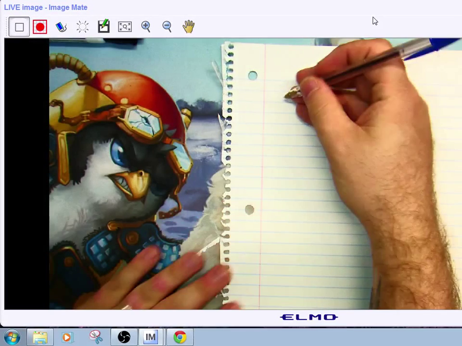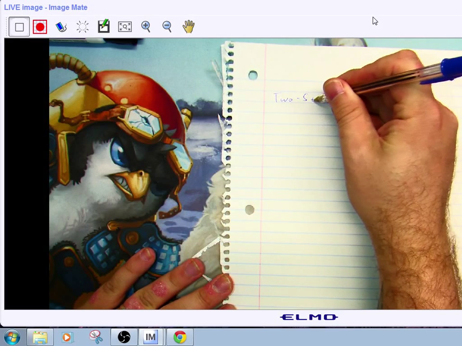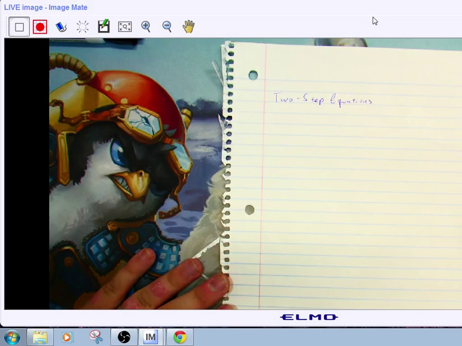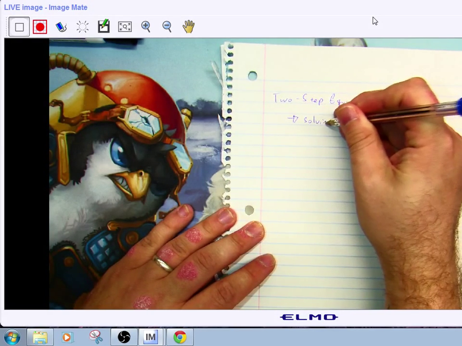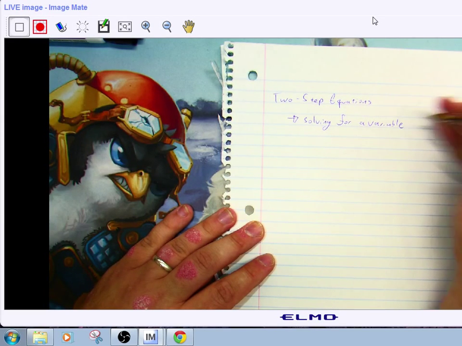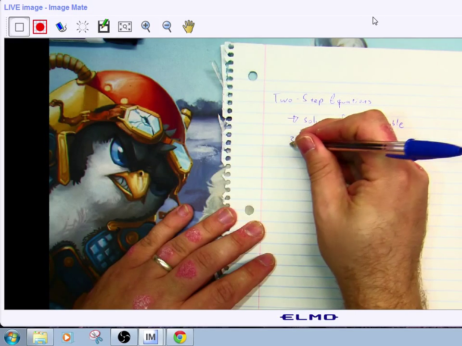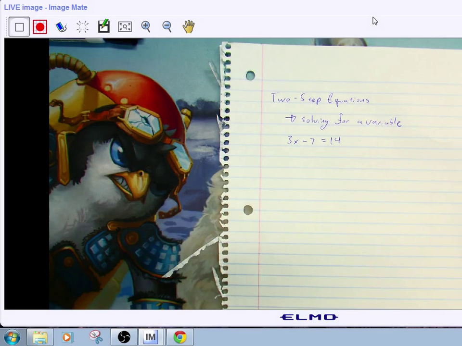Okay, so what we have here is what we like to call two-step equations. And when we're working on two-step equations, we're going to be solving for some variable. In this case, when we look at number 2 on that pre-assessment, it says something like this. It says 3x minus 7 equals 14. And the reason we call it two-step equations is we're going to have to perform two different functions to be able to solve for x.